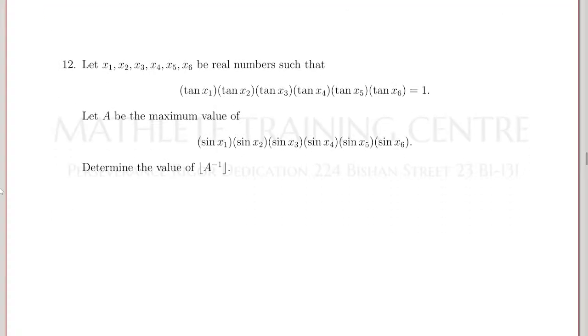Here, let there be 6 real numbers such that the product of the tangents is equal to 1. Let A be the maximum value of the product of the sines. Determine the value of A inverse, rounded down. So if you're doing this during SMO itself, naturally you will think that the best way is when all the values of x are equal to each other, right? So naturally you should think that, oh, if x1 equals x2 equals up to x6 equals pi over 4, because their tangents will all be equal to 1, then it feels like this will give you the maximum value. A will be 1 over square root 2 to the power of 6. So A will be 1 over 8. So then the answer here will be 8.